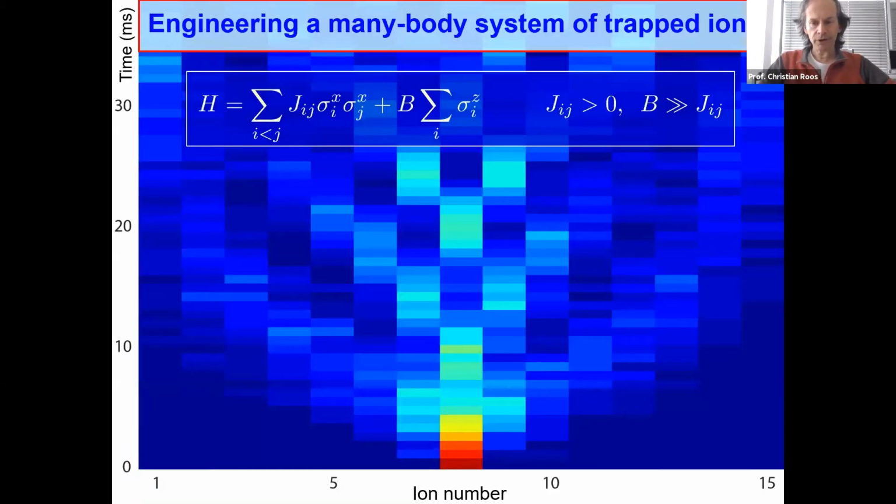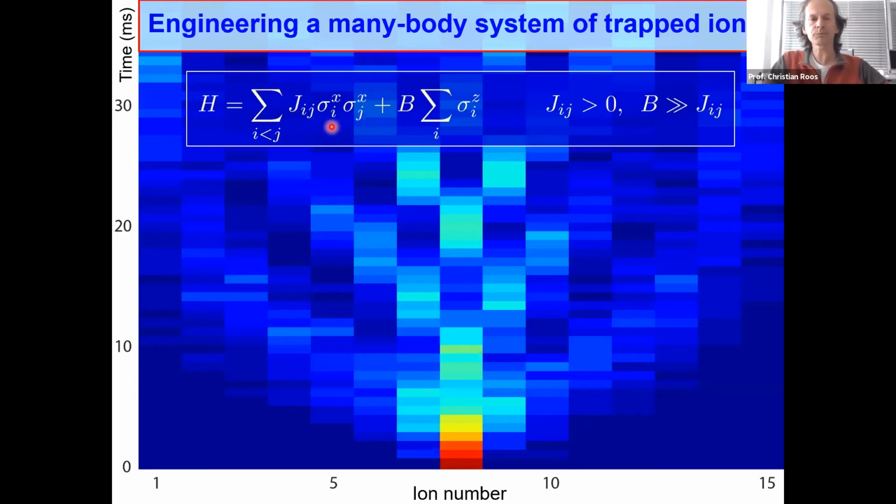Now, so far I talked about manipulating individual ions in such a string, but now I want to discuss the important topic of how we can turn our system into an interacting many-body system. And what I want to show you is how to engineer a Hamiltonian that looks like a Hamiltonian describing a system of spins that interact with each other via magnetic interactions.